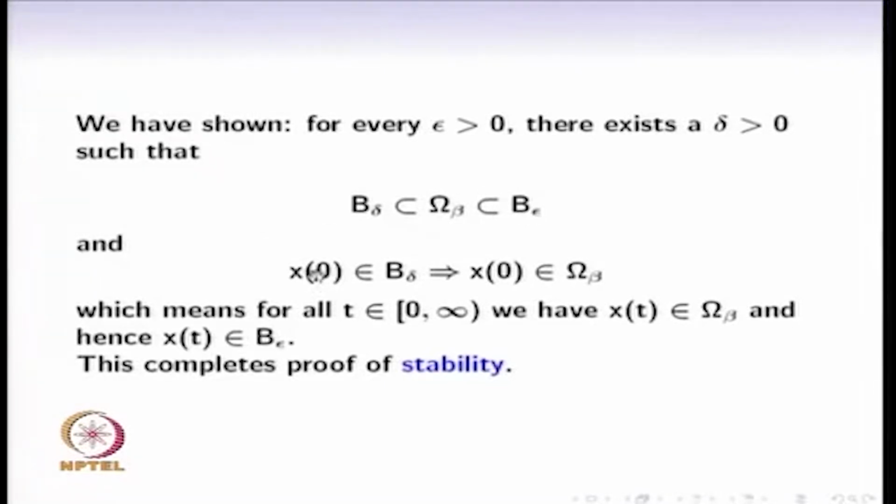Further, if the initial condition is inside B delta, it means that the initial condition x of 0 is inside the set omega beta also, and hence for all future time x of t is inside omega beta, and hence x of t is contained inside the ball B epsilon also. This was precisely what was to be shown to prove that x equal to 0 is a stable equilibrium point. So this completes the proof of stability for the Lyapunov theorem.